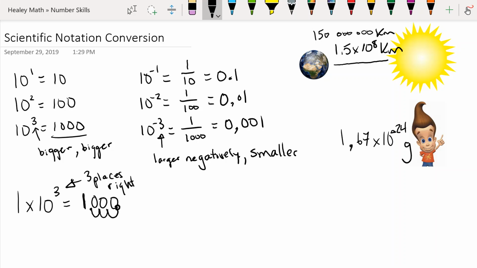Likewise, we multiply 1 times 10 to the power of negative 3. Our decimal moves 3 places to the left. 1, 2, 3. We go 3 places left. So it's clear that if we have a negative exponent above the 10, that means our number is getting smaller. If we have a positive exponent above the 10, our number gets bigger.